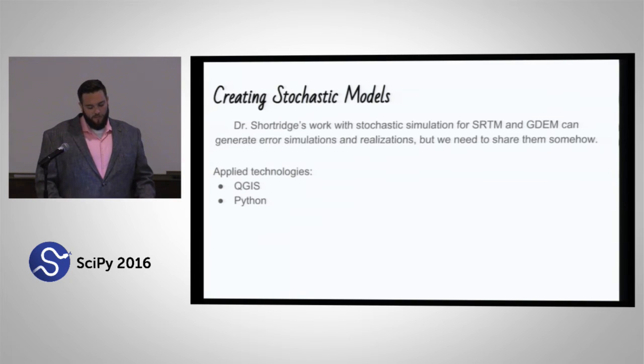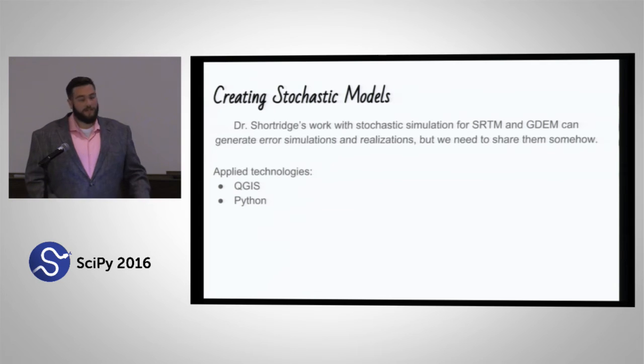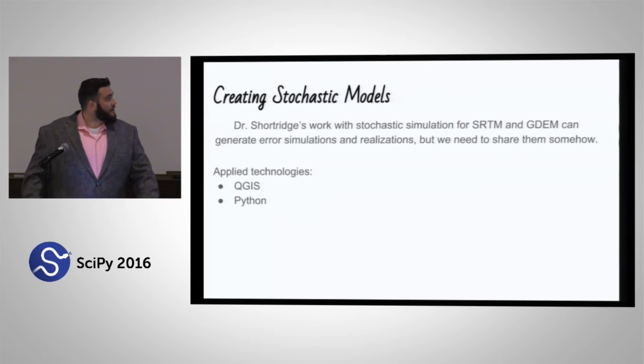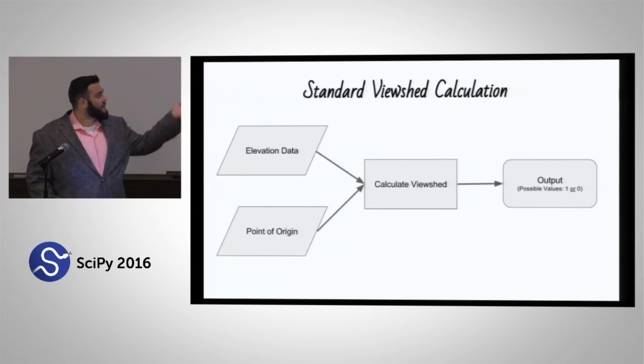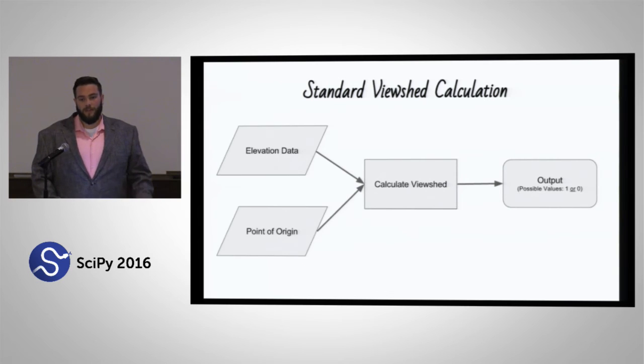So my goal and my thesis is to create a couple of simple models that people can go out and see. With QGIS, PyQGIS is going to be my chosen language for doing this. For example, we have a standard viewshed calculation. You take your elevation data, you take your point of origin, and you calculate the viewshed. Your possible values are 1 or 0.